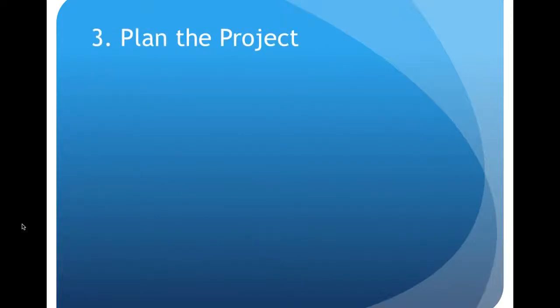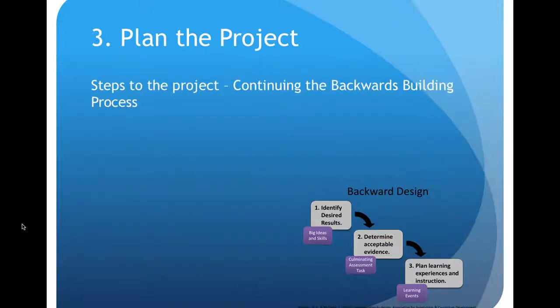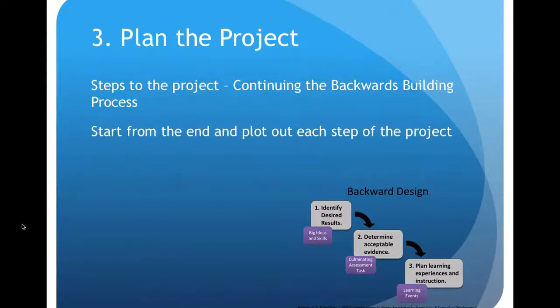The third phase is to actually plan the project. Again, keeping with this backwards design process, you start with that end, and then you work backwards. If I'm creating a Native American museum, what do I need to do immediately before they turn in, or actually open their exhibit? What has to happen before that? And then what has to happen before that, and so on and so forth, till I get to the beginning of my project. You start from the end and plot out each step of the project.